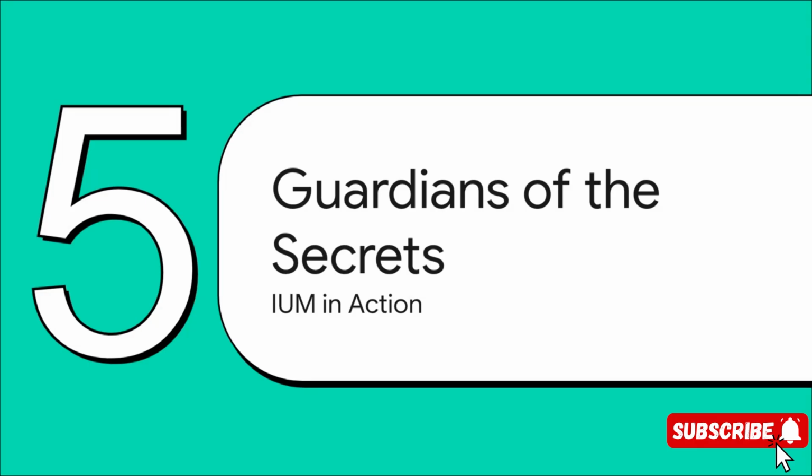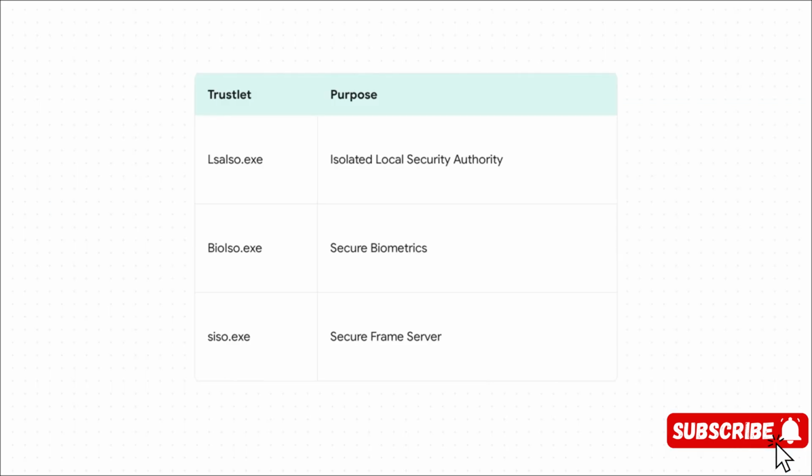Okay, so this architecture is fascinating. But what does it actually do? How does this fortress protect you in the real world? This is where we see Isolated User Mode in action. Living inside this isolated world are special, highly secure little applications called trustlets. You've actually got them running on your system right now. For instance, lsaiso.exe is the process that handles your most sensitive secrets, like your login credentials. Then there's bioiso.exe, which secures all the biometric data for Windows Hello. These are the guardians of your most valuable digital secrets.